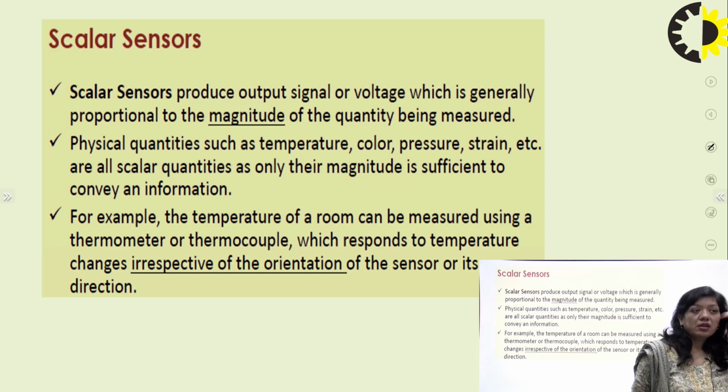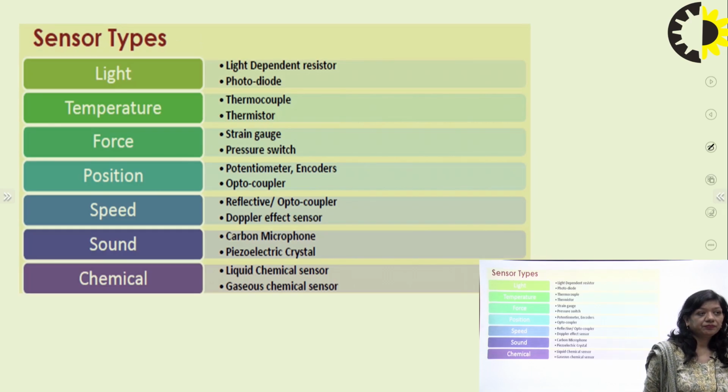Scalar sensors produce an output signal or voltage which is generally proportional to the magnitude of the quantity being measured. Physical quantities such as temperature, color, pressure, strain, etc. are all scalar quantities as only their magnitude is sufficient to convey the information. For example, the temperature of a room can be measured using a thermometer or thermocouple which responds to temperature changes irrespective of the orientation of the sensor or its direction.